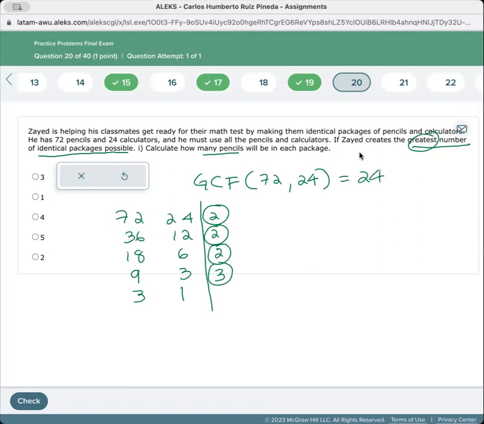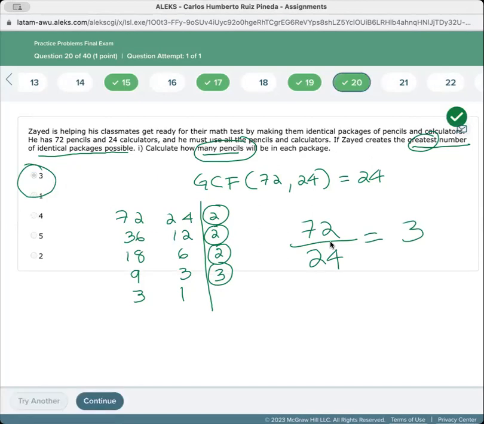What are we looking for? How many pencils will be in each package? So we have 24 packages. So what we have to do is the number of pencils, 72, we need to divide it by the number of packages, 24. So how many pencils will there be in each package? 3. And we are super done. Let's go to the second part of this practice problems final exam guide.